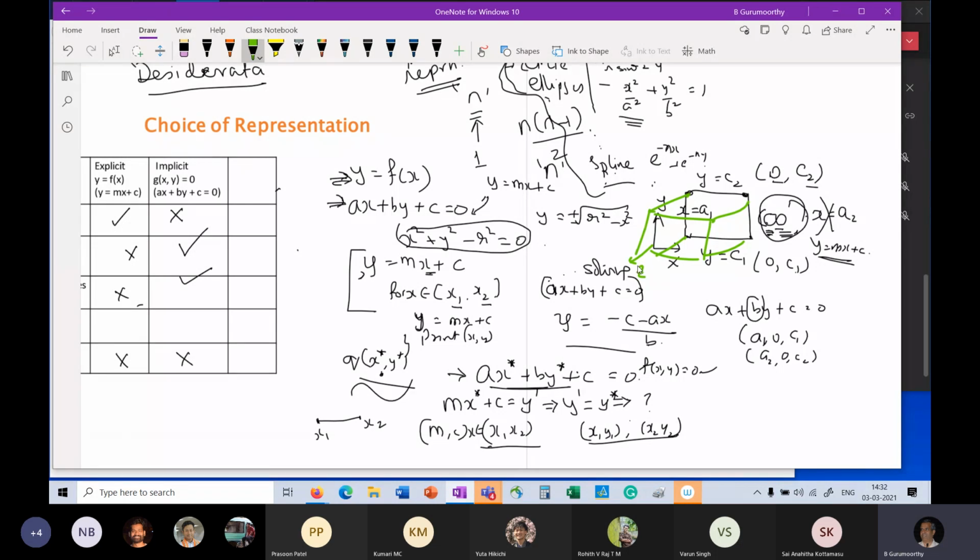Explicit already gets a cross there because of the degenerate slopes. But take the horizontal lines. Let's not take the vertical lines. Let's take these lines like this here, this line and this line, and this line and this line here. Which of these representations do you think can be used to represent those 4 edges of the cube?